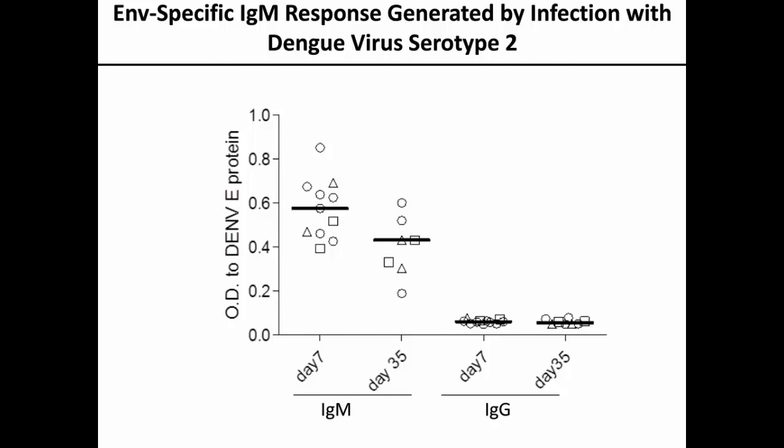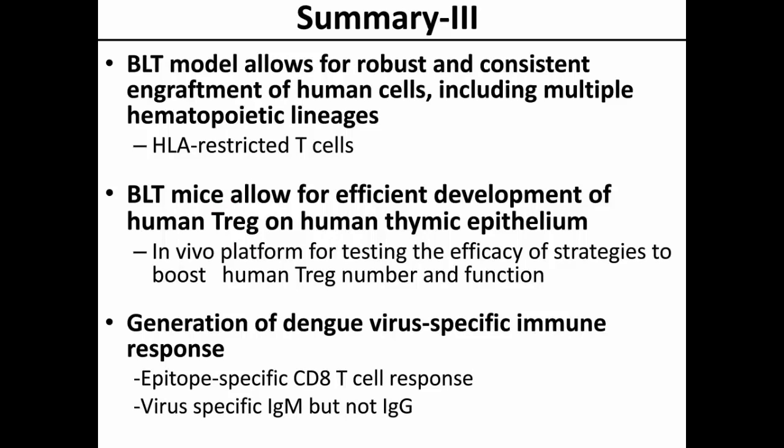So basically, to summarize the BLT mouse model, I've shown you that the BLT model allows for robust and consistent engraftment of human cells, including multiple lineages. Probably most importantly, HLA-restricted T cell development. I've shown you that we can generate efficiently human Tregs that are being educated on human thymic epithelium in these mouse models, and we're currently using this as a platform to test efficacy studies to boost human Treg number and function. And I've shown that we can generate dengue virus-specific immune responses in these mice, including epitope-specific CD8 T cells and virus-specific IgM, but not IgG in these mice.